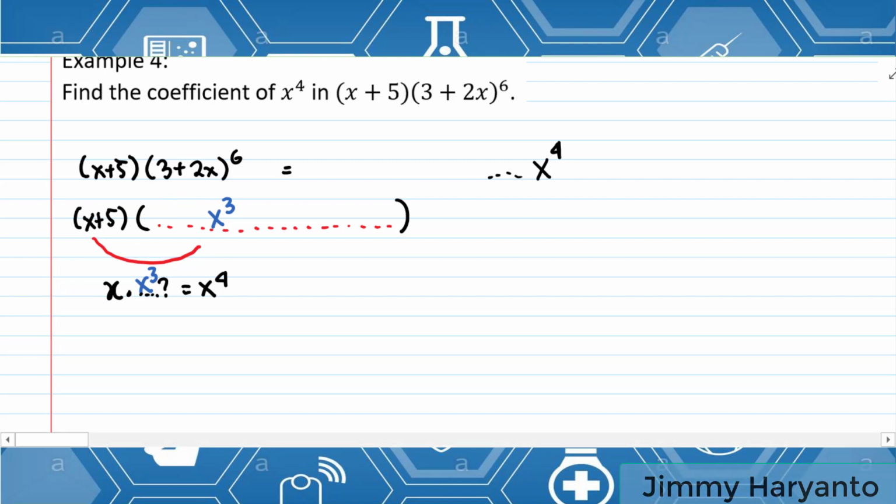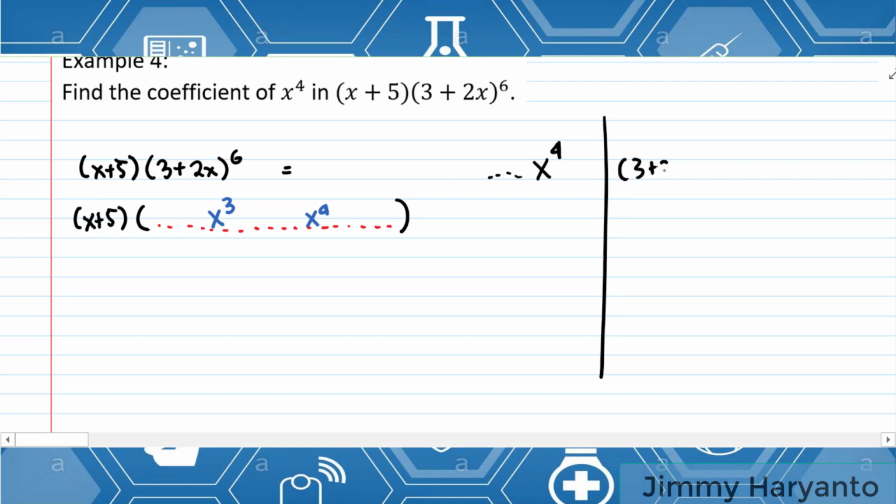So we will need x cubed right here. And then for the 5, 5 times what to become x^4? So we will need x^4. Okay, so we will need x cubed and x^4 in the expansion of 3 plus 2x to the power of 6. So we will calculate right here: 3 plus 2x to the power of 6. We want to find the coefficient of x cubed and the coefficient of x^4.